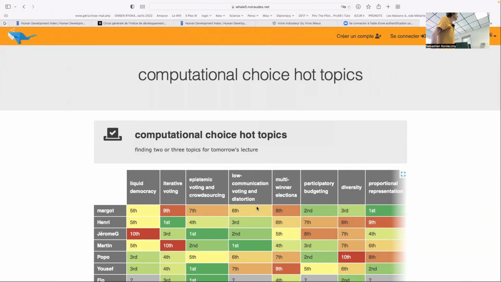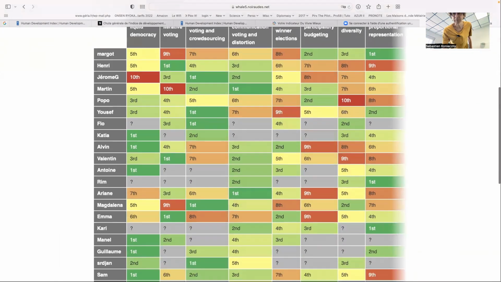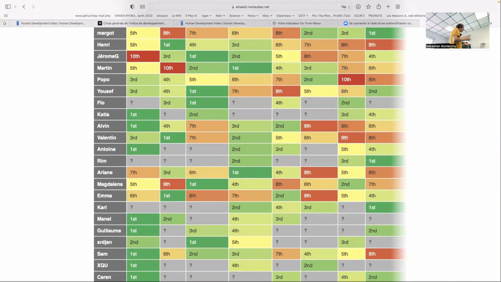Okay, so this is the outcome of the poll that you filled yesterday. You had to decide about the topics I was about to speak about. So let's spend a few minutes on that. You see the topics received votes. Each of you who participated in the poll ranked a subset of topics.